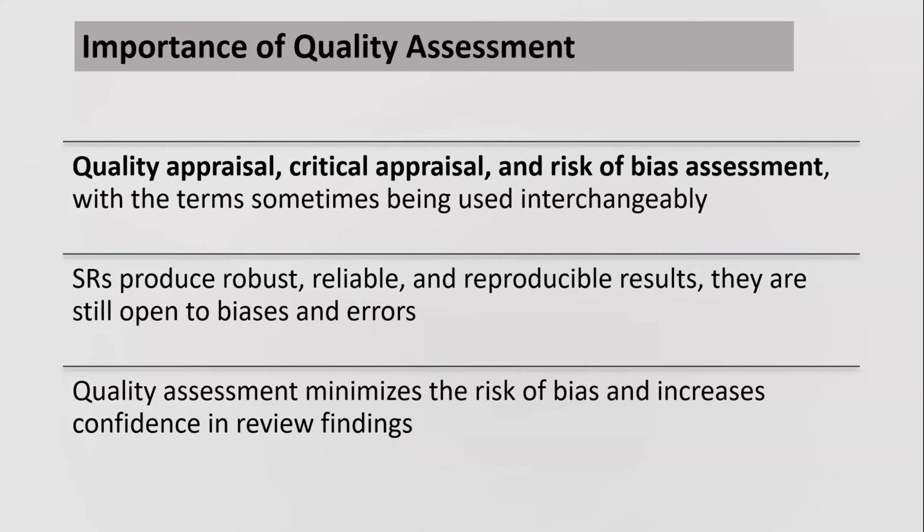So it is one and the same. Systematic reviews produce robust, reliable, and reproducible results, but they are still open to bias and errors. So whatever systematic reviews exist in the literature, you cannot say that they are all of good quality, because even systematic reviews will have bias, and there might be errors in the reporting also.